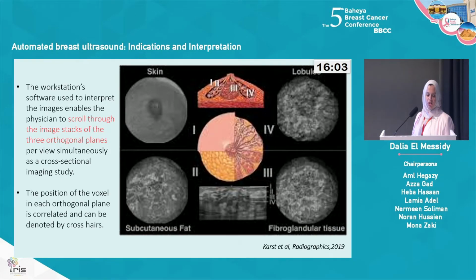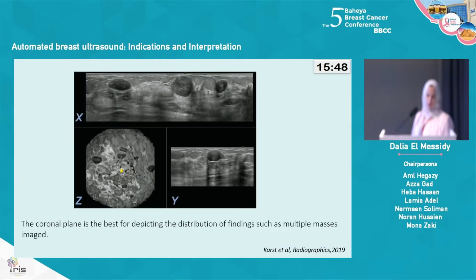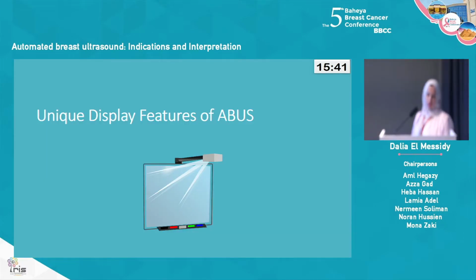The workstation's software used to interpret the images enables the physician to scroll through the image stacks of 3 orthogonal planes per view simultaneously as a cross-imaging study. The position of the voxel in each orthogonal plane is correlated and can be denoted by crosshairs. The coronal plane is the best for depicting the distribution of findings such as multiple masses imaged.